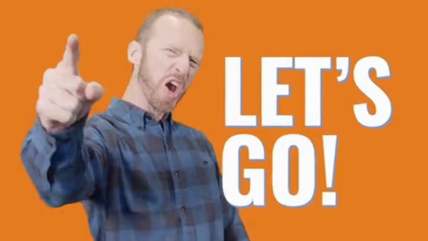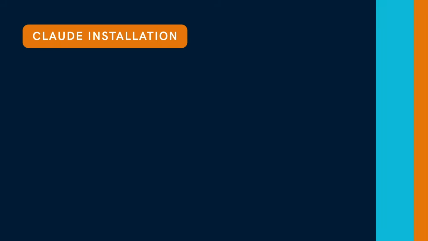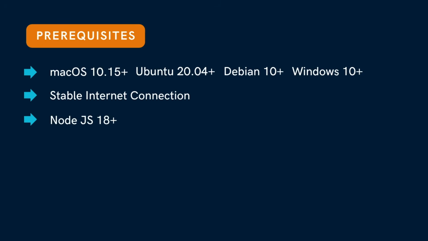Now let's get started. In this video, we will learn how to install Claude Code on your local system. Before we start the installation, there are a few things you need to check on your machine. Claude Code works on macOS 10.15 or newer, Ubuntu 20.04 or above, Debian 10 or later, and Windows 10 or newer. Make sure you have a stable internet connection during installation because some parts of the setup are downloaded from the web. It also needs Node.js version 18 or higher since Claude Code runs on Node in the background.